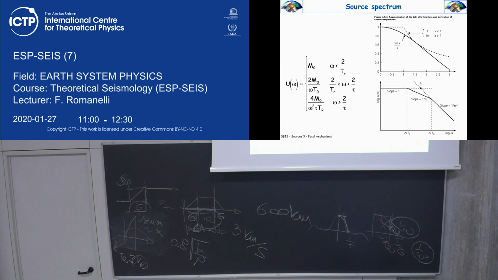Where? Well, it depends on these two factors. Now, to make you more confused, this is TR, in my definition, and TD is tau. This is the convention adopted by Stein and Wysession. The previous one was the convention adopted by Lay and Wallace. This is the convention adopted by the poor, but it's the same, okay?